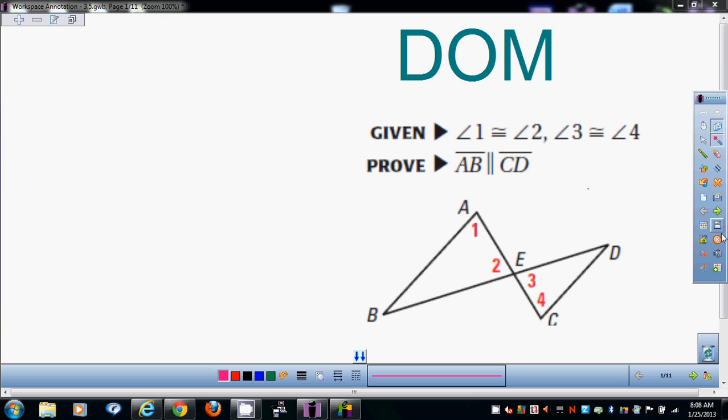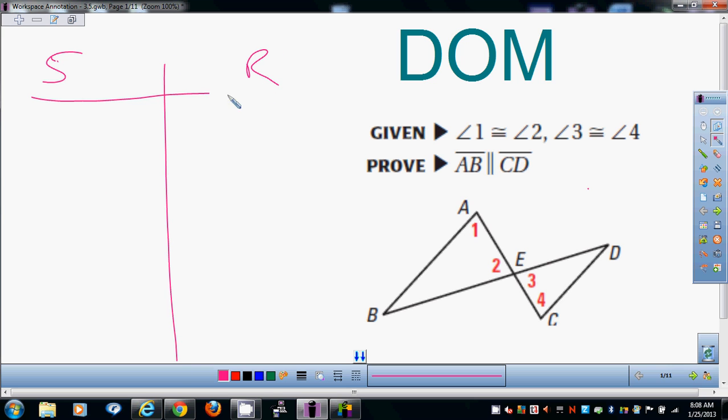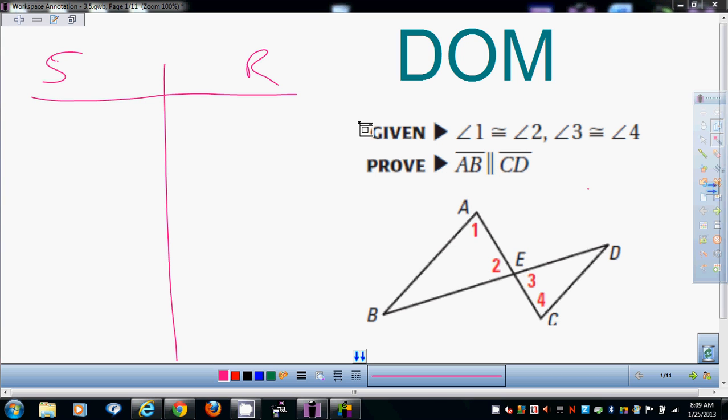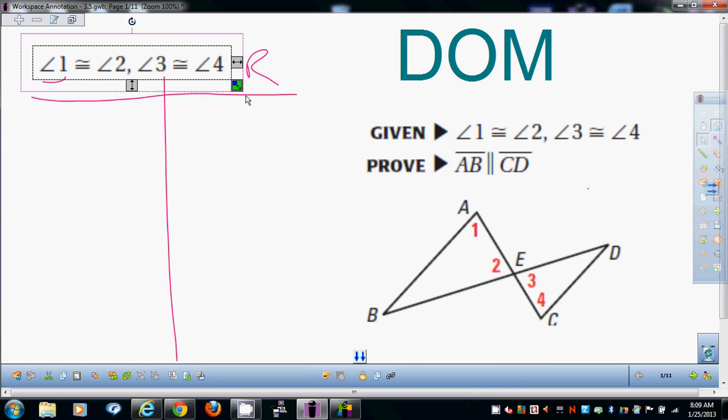Start with the givens. Now, these proofs. I honestly think a lot of you think these proofs are really hard because you get intimidated by the fact that it is a proof.